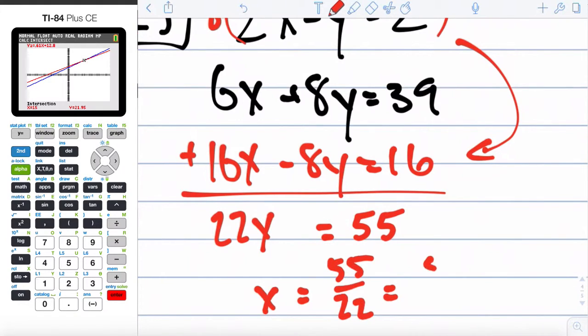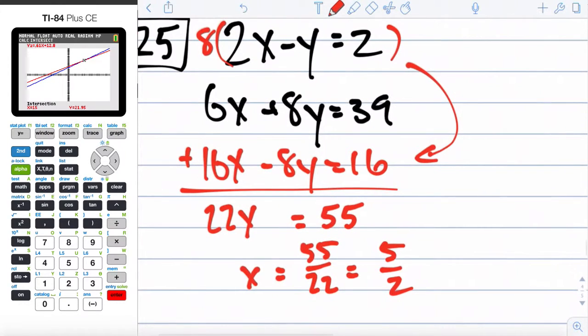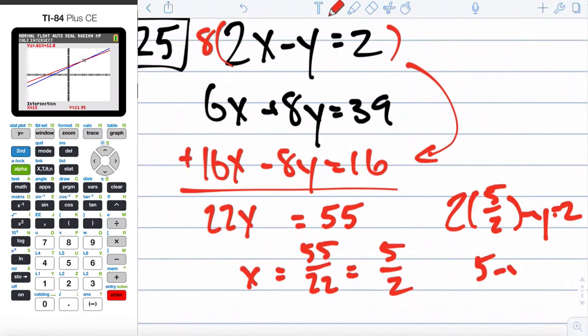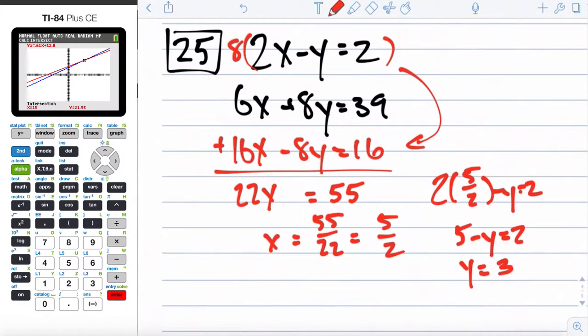Both of those are divisible by 11, so x is equal to 5 halves. So I do 2 times 5 halves minus y is equal to 2. 5 minus y is equal to 2. So y is equal to 3. And so my solution is the point 5 halves, 3.